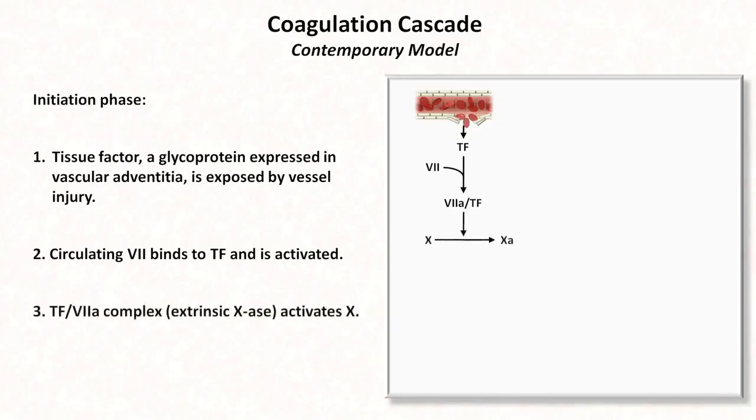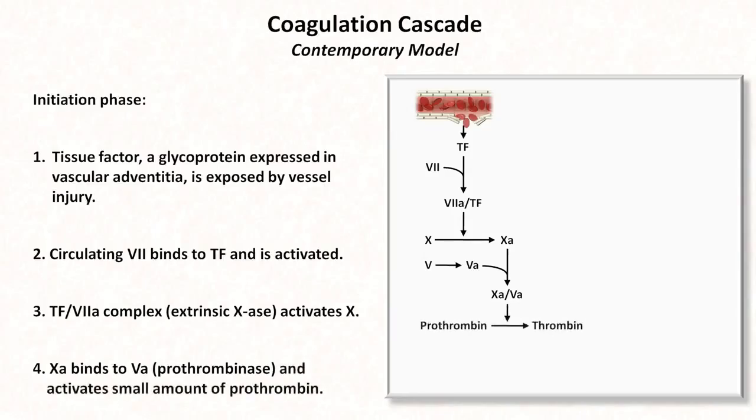The tissue factor-activated 7 complex, which combines with factor 10 on the plasma membrane, forms the first of the 4 key multi-component complexes, which is referred to as the extrinsic 10-ACE. The extrinsic 10-ACE activates factor 10, which then binds to activated factor 5 to form the prothrombinase complex, which in turn converts a small amount of prothrombin into thrombin.